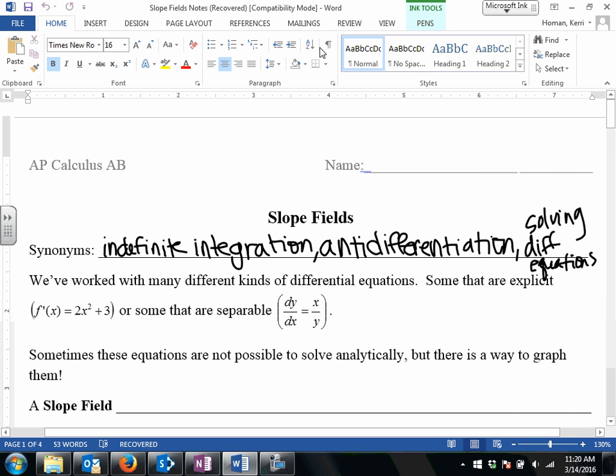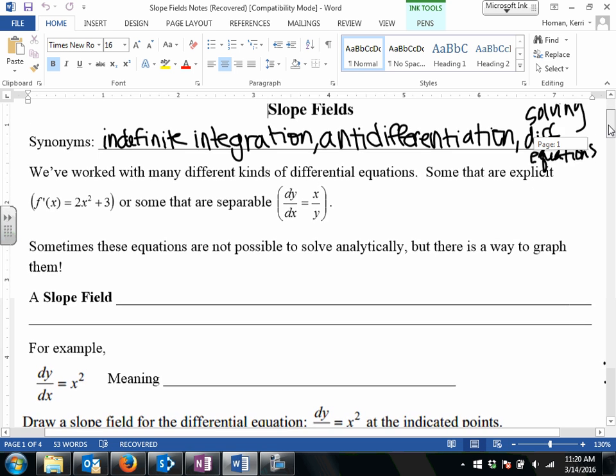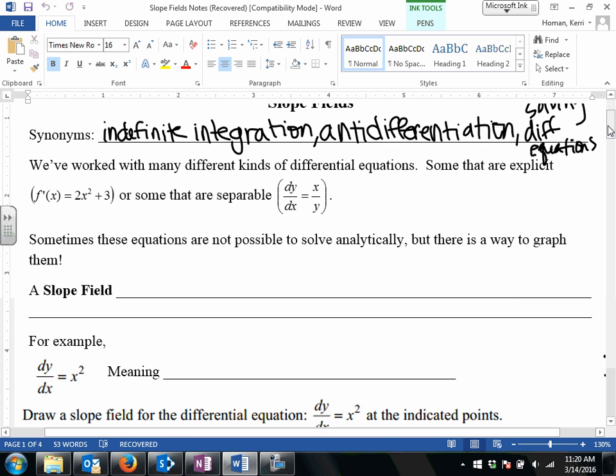Fields. Same thing as indefinite integration, same thing as anti-differentiation, same thing as solving differential equations. Now, what have we been doing? Okay, we've been working with differential equations. In the beginning, we started out with something like this, where we had f prime, y prime, dy dx equals something. They were explicit differential equations.